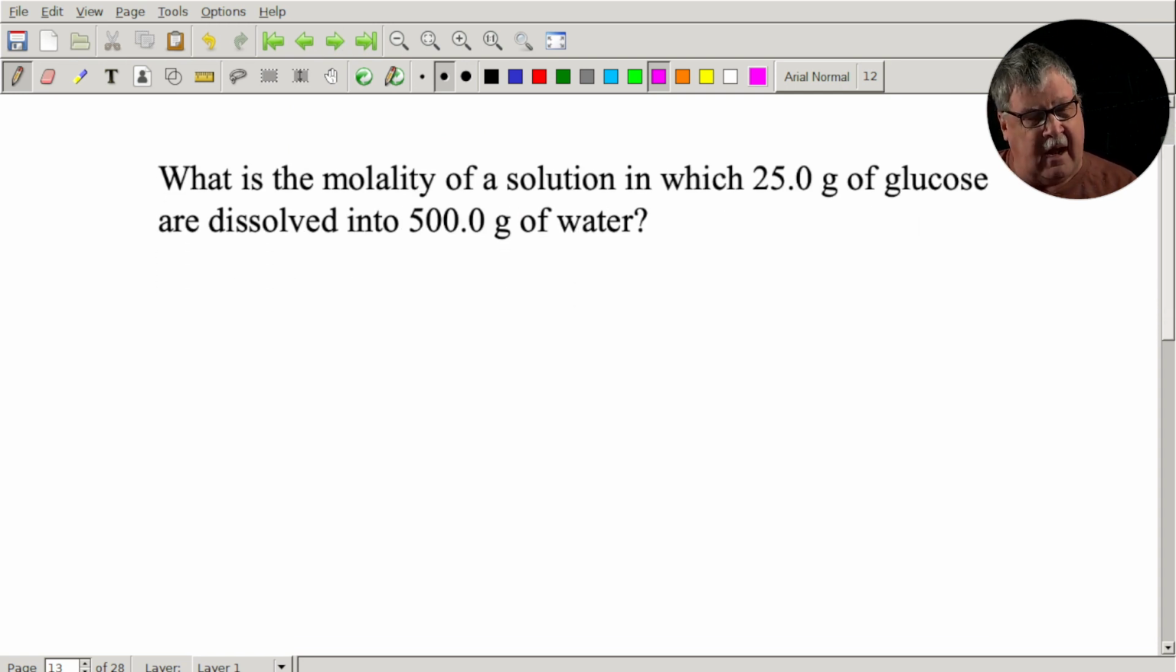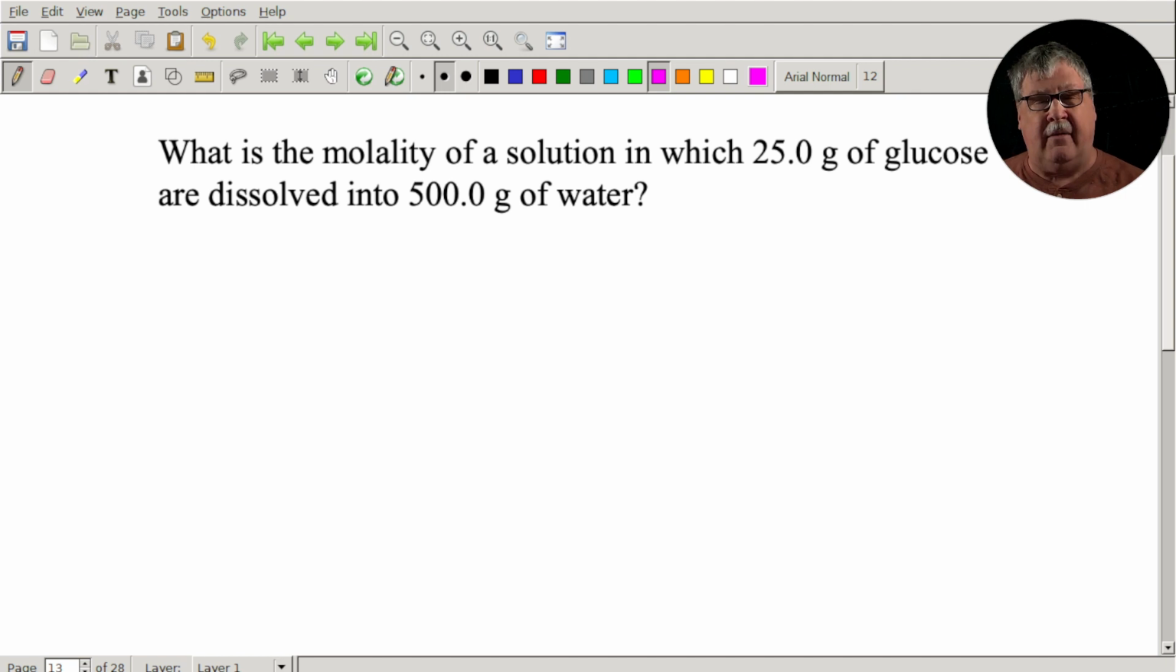All right, let's do one more concentration calculation directly, and then we're going to have to look at some conversions. If I take 25 grams of glucose and I dissolve them into 500 grams of water, I want to figure out what is the molality of this solution. Okay, I'm not looking at the molarity anymore. I'm looking at the molality.